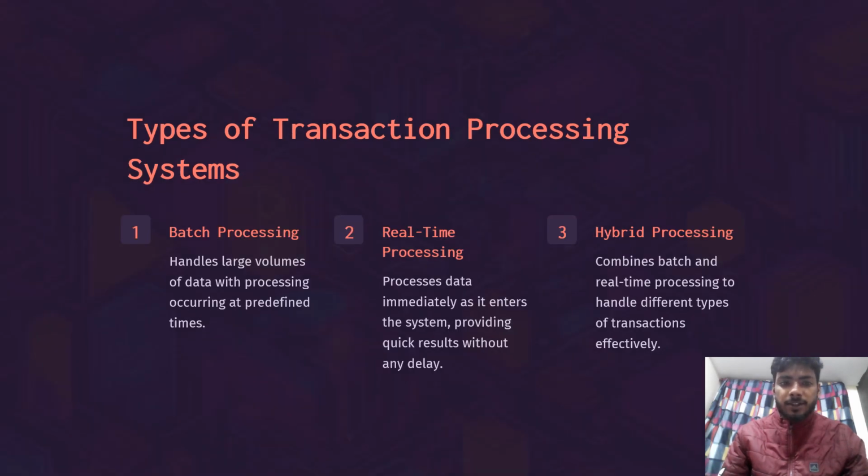Types of transaction processing systems: batch systems handle large volumes of data with processing occurring at predefined times. Real-time processing processes transactions immediately as they enter the system, providing quick results without delay. Hybrid processing combines batch and real-time processing to handle different types of transactions efficiently.